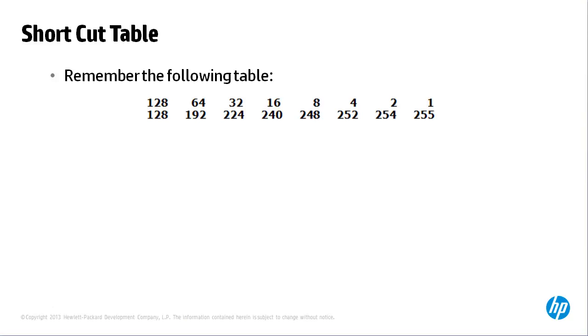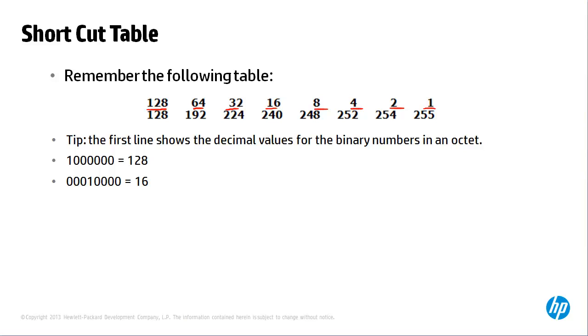The first table to remember is the following. For ease of use, only remember the top values. So we've got values 128, 64, 32, 16, 8, 4, 2, and 1. The first line just shows you the decimal values for the binary numbers in an octet. So 1 followed by 7 zeros is 128. 3 binary zeros followed by 1 followed by 4 binary zeros is 16. I would be comfortable remembering this table before trying to work out subnets.